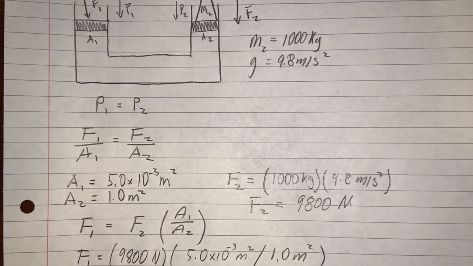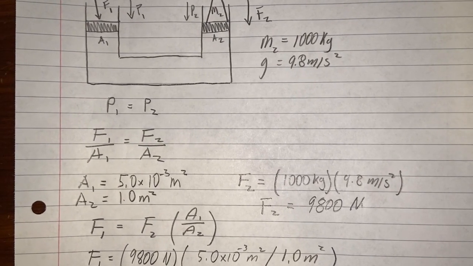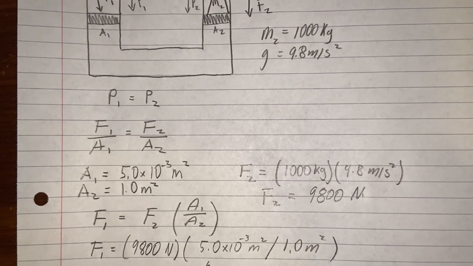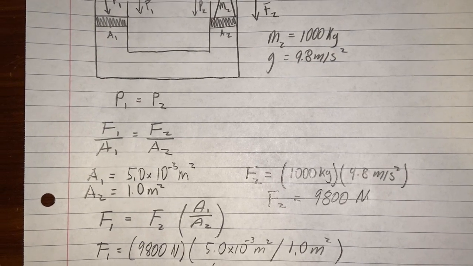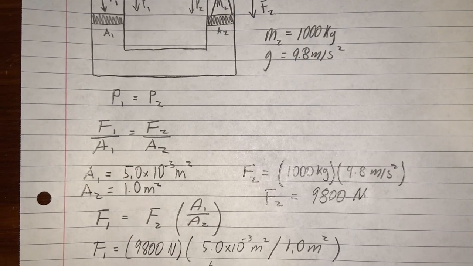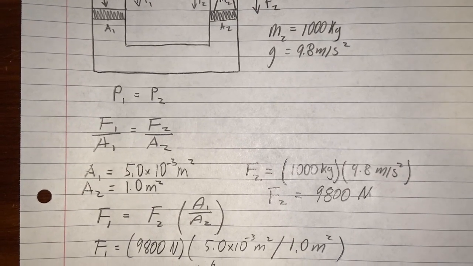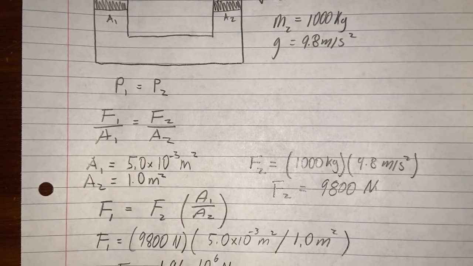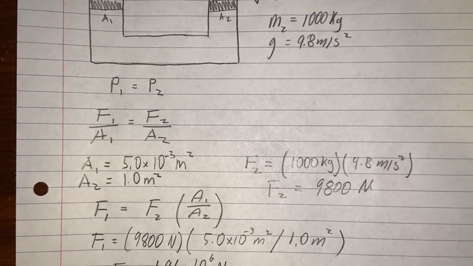So we know that pressure is equal to force over the area. And we were given the areas of those 2 pistons. The smaller one being 5.0 times 10 to the negative third meters squared, which we find is pretty small. And the area of the other one is 1.0 meters squared.